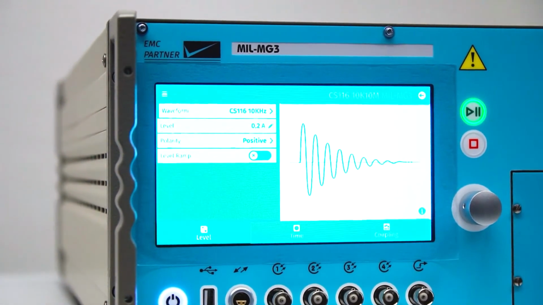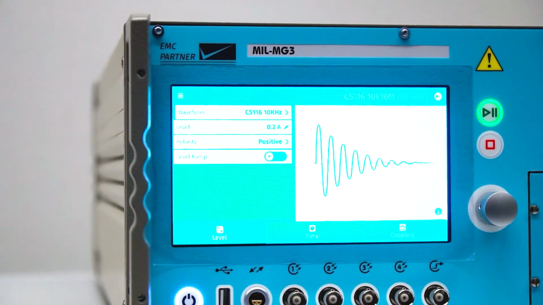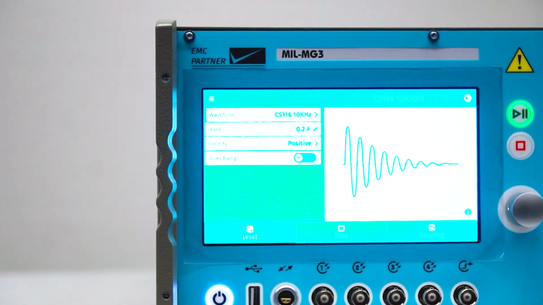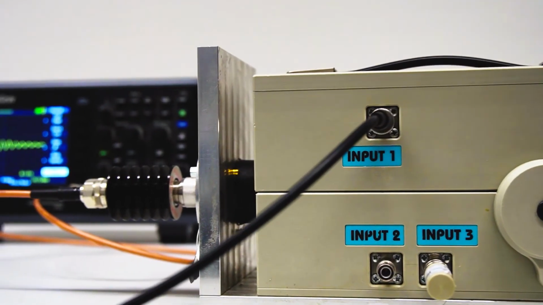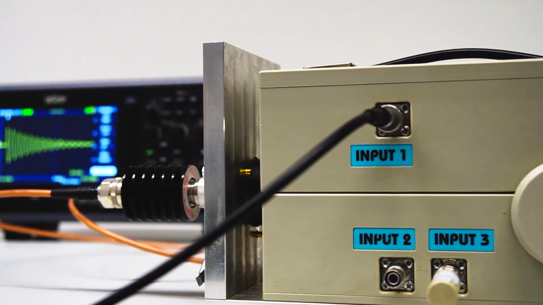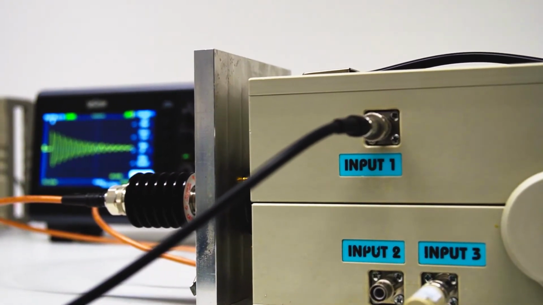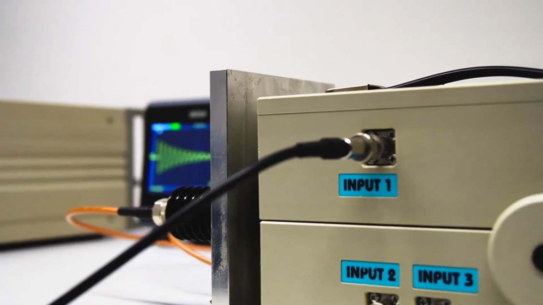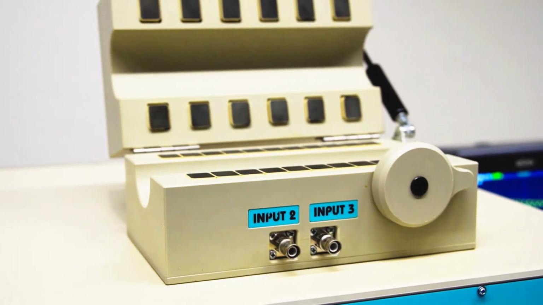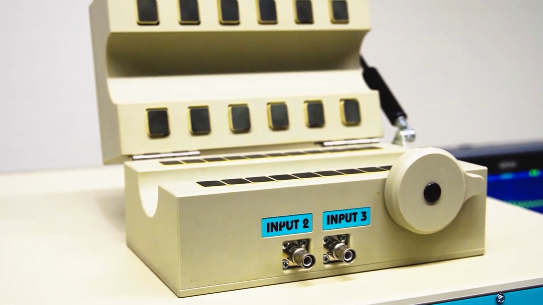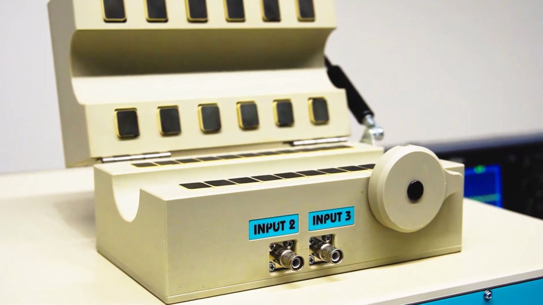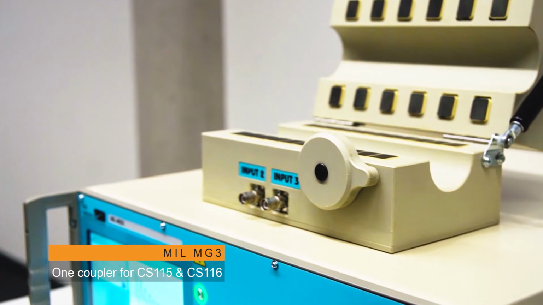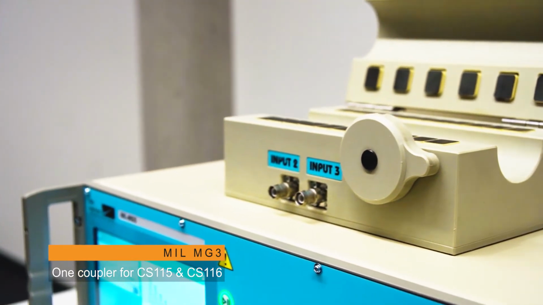This versatile, flexible, modular-built test system provides a wide variety of impulse types for many applications. The MIL Standard 461, CS115 and CS116 are the most often conducted susceptibility tests on military equipment and subsystems. Both current test signal types are applied to interconnection cables with a coupler, monitoring the amplitude during the test. A great benefit is that you only need one coupler and the MIL MG3 mainframe to start CS115 and CS116 testing.